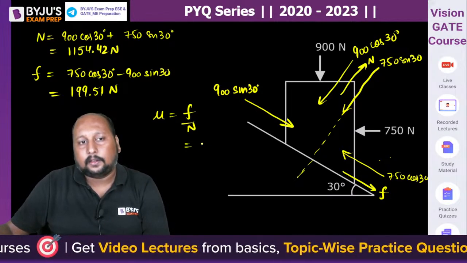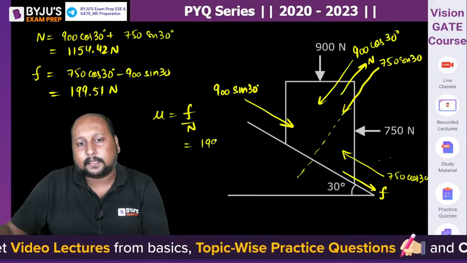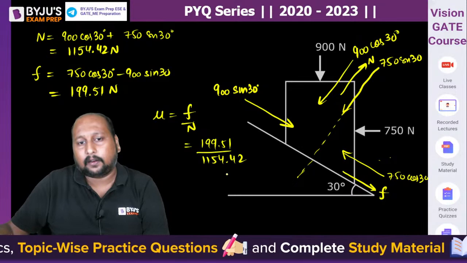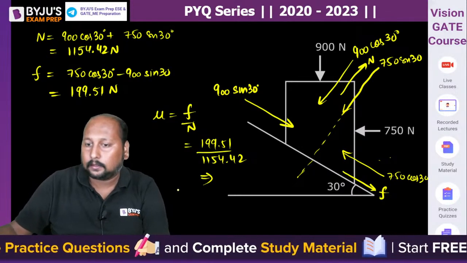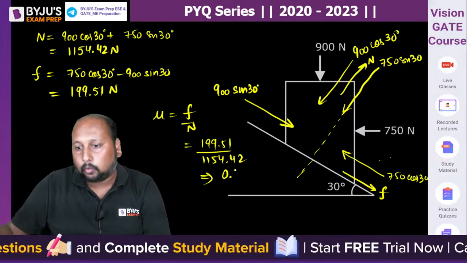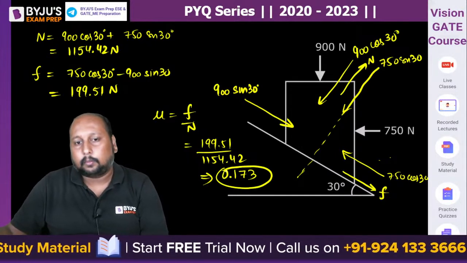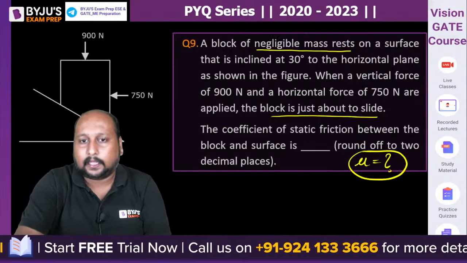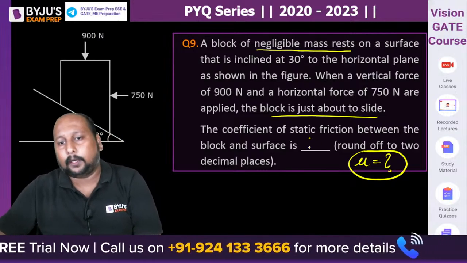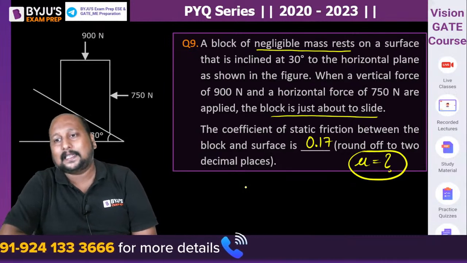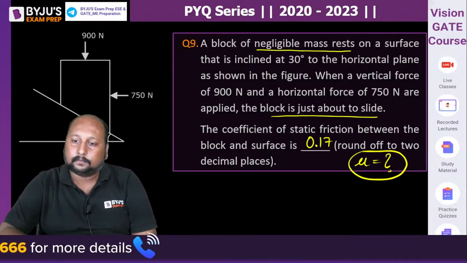So what's the value that we are getting? Please tell me in the comment section. Round off to 2 decimals, and what is the final value you're getting? Yes, 0.173. Are we getting this one? 0.173, and they are saying round off to 2 decimals, so 0.17 is the final correct answer.